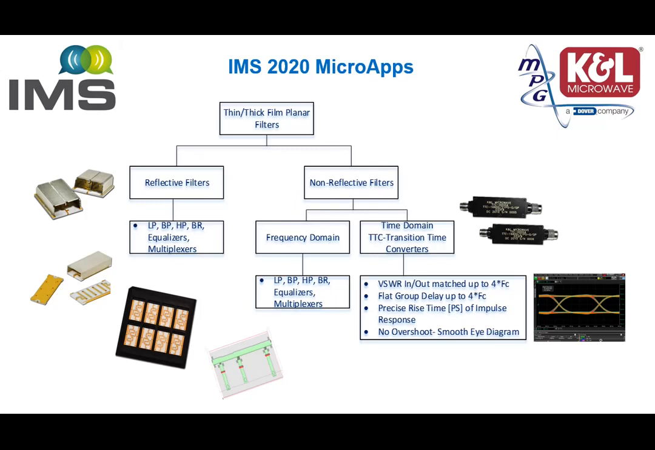into two groups. The reflective filters on the left are the filters that we are familiar with in the past 30-40 years. Low pass, band passes, high passes, band rejects, equalizers, multiplexers are all filters with S11, S22 over the pass band and total reflection over the rejection band.